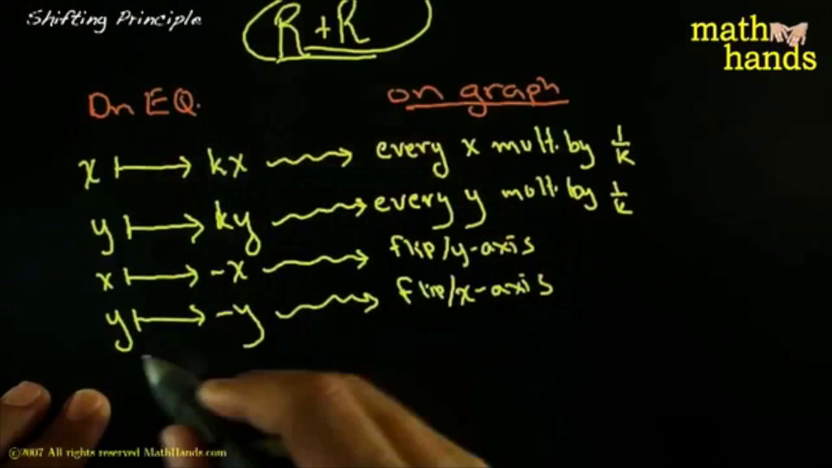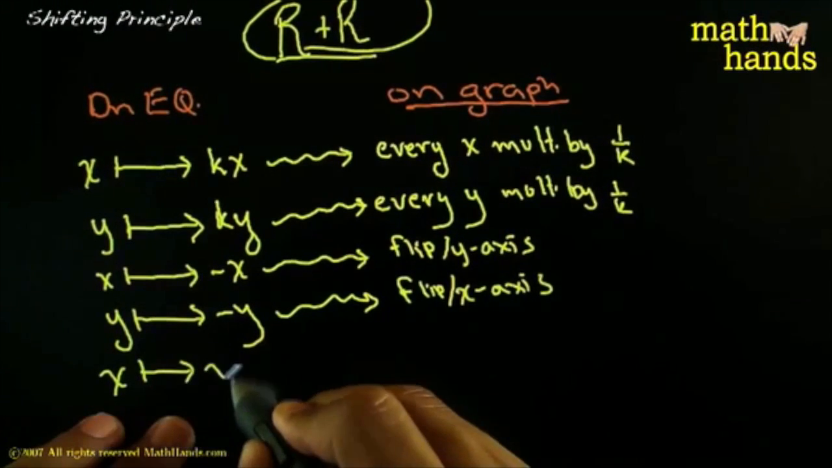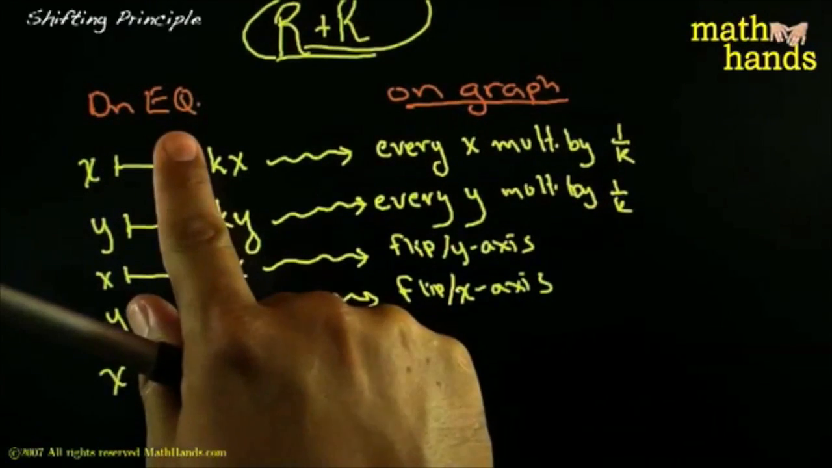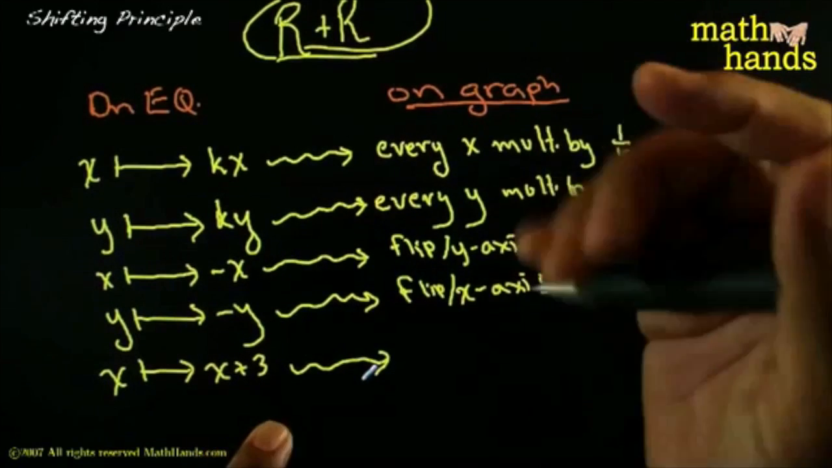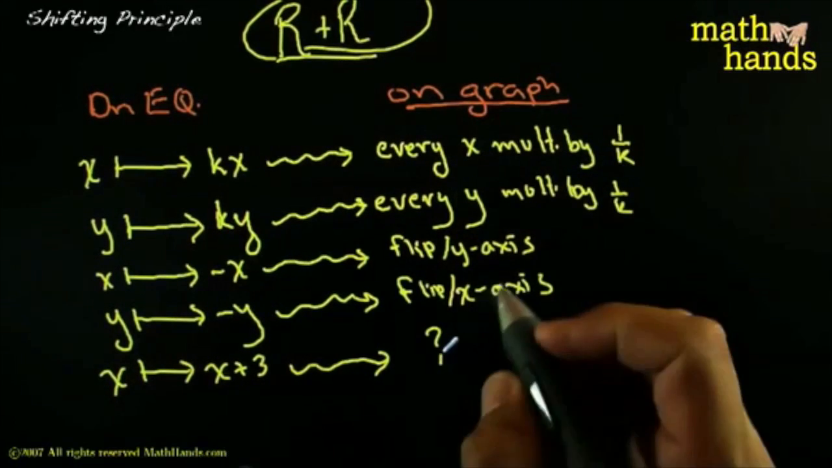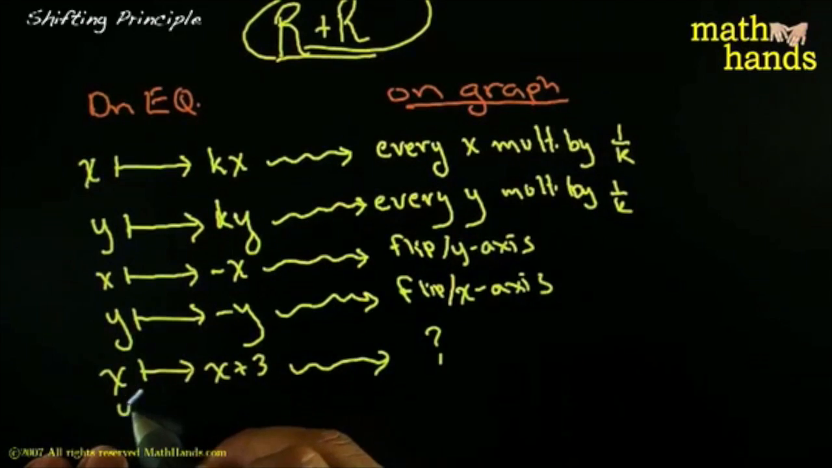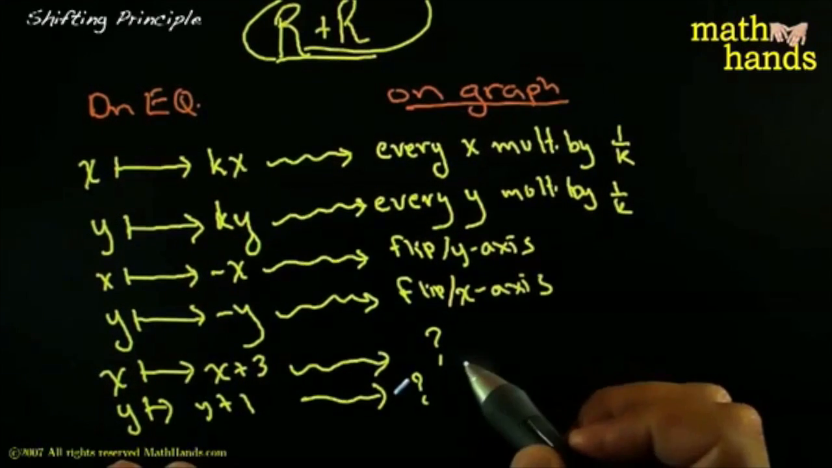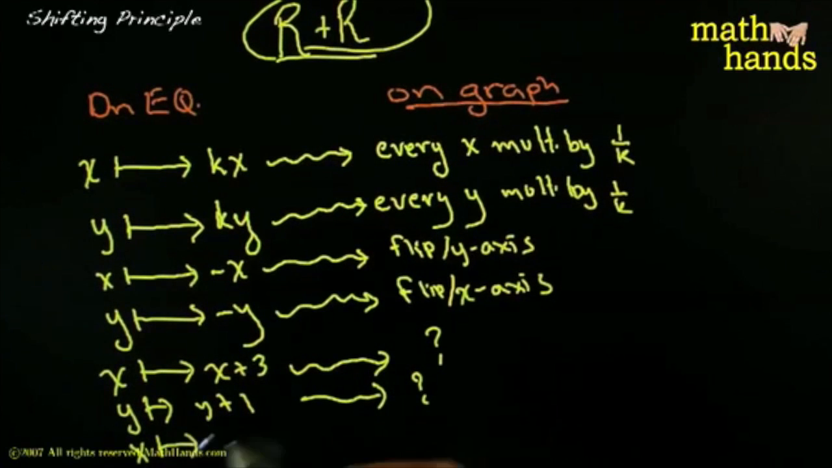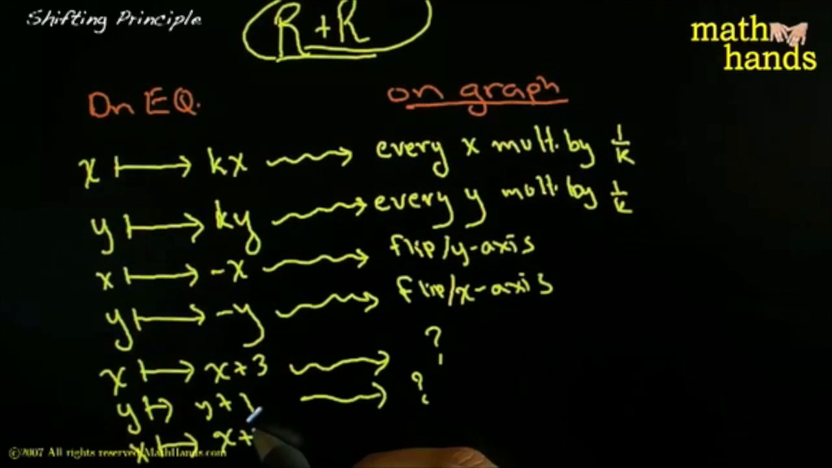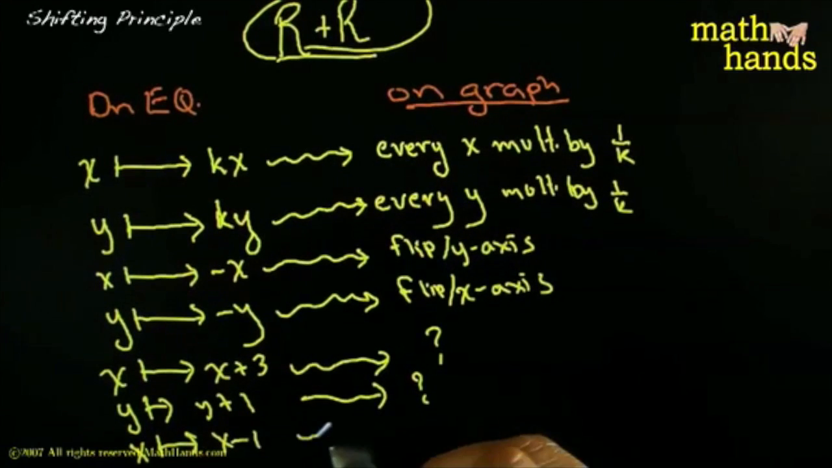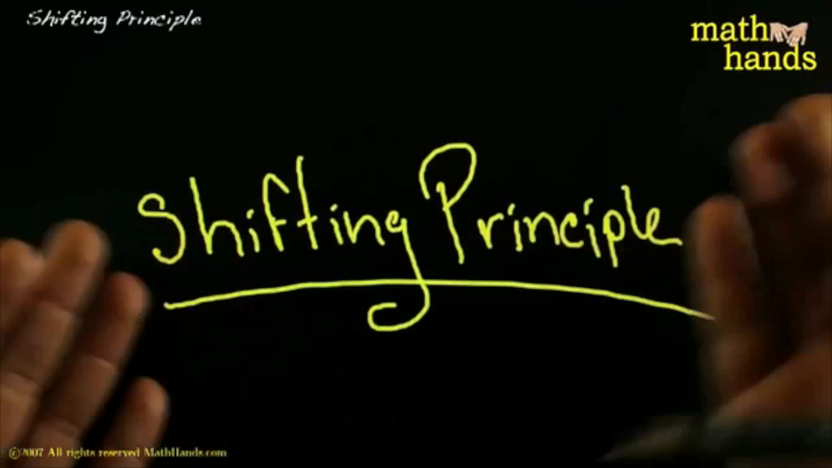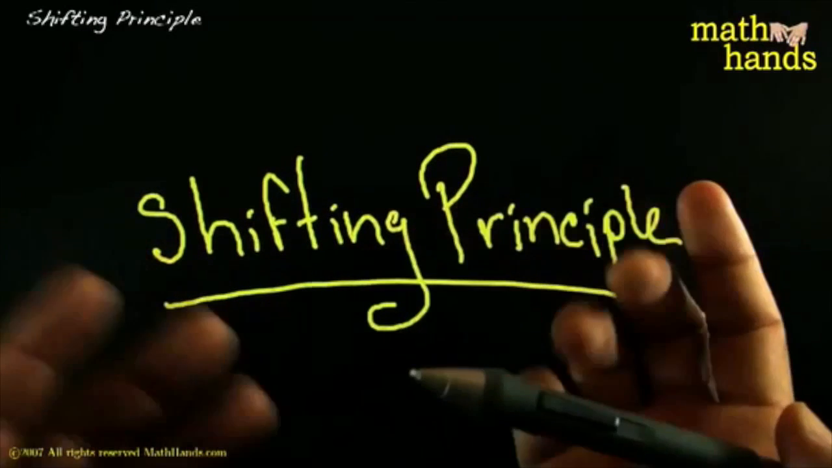What would happen if you replace x with, say, x plus 3? What will that tiny little tweak on the equation do on the graph? That's what we intend to answer. Or there's nothing special about 3, or you could replace y with y plus 1. What will happen to it? If you replace x with, say, x plus or x minus 1, what will that do to the graph? Of course, the name of it sort of gives it away, since it's called the shifting principle. Guess what it's going to do?